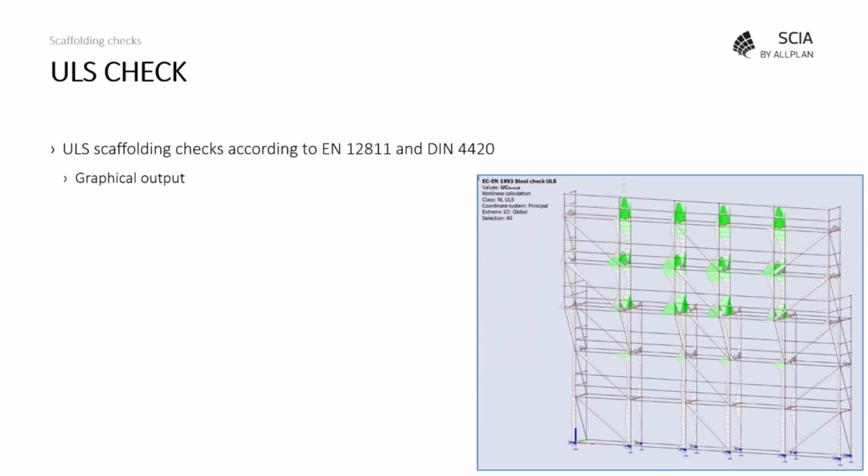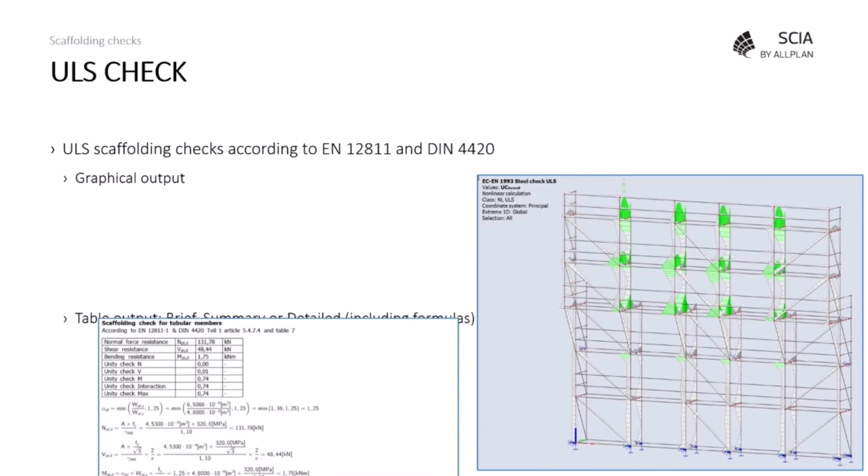And in the output, you will see a graphical output. A ULS check above 1 would be red, below 1 is green, and below 0.25 unity check would be gray. So here in this case, everything satisfies.